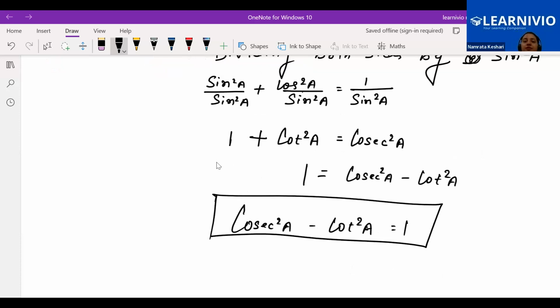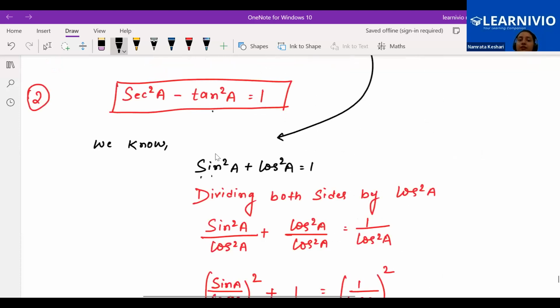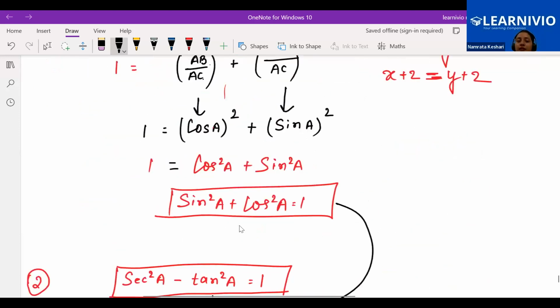Now let me summarize everything. These are the three identities we are having. The first identity is sin square A plus cos square A is 1, and keep in mind here the angle has to be seen. We can only say that sin square A plus cos square A is 1. We cannot say that sin square A plus cos square B is 1. Both angles have to be the same. If it is A with sin, with cos also it has to be A only as an angle.